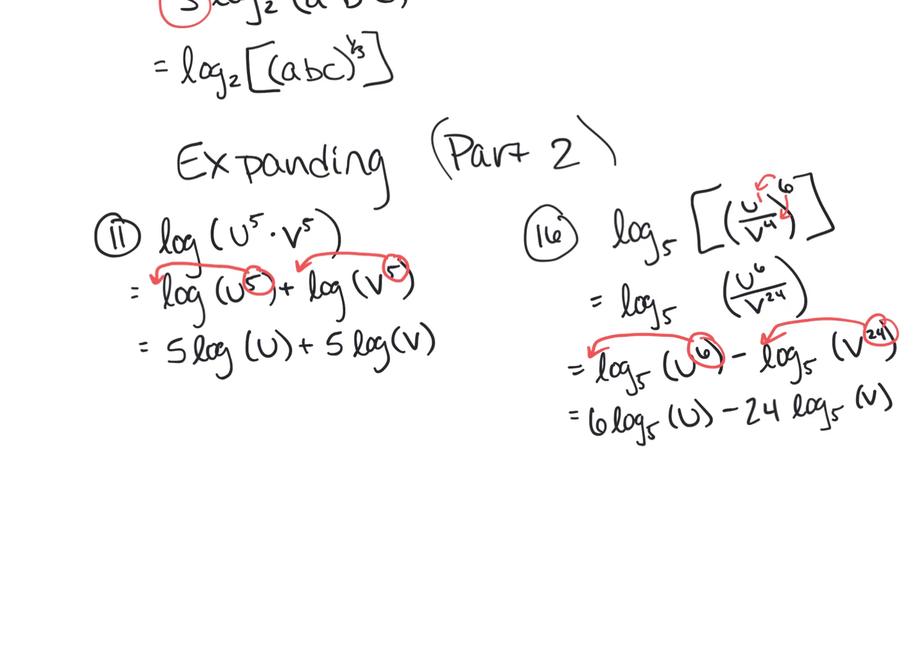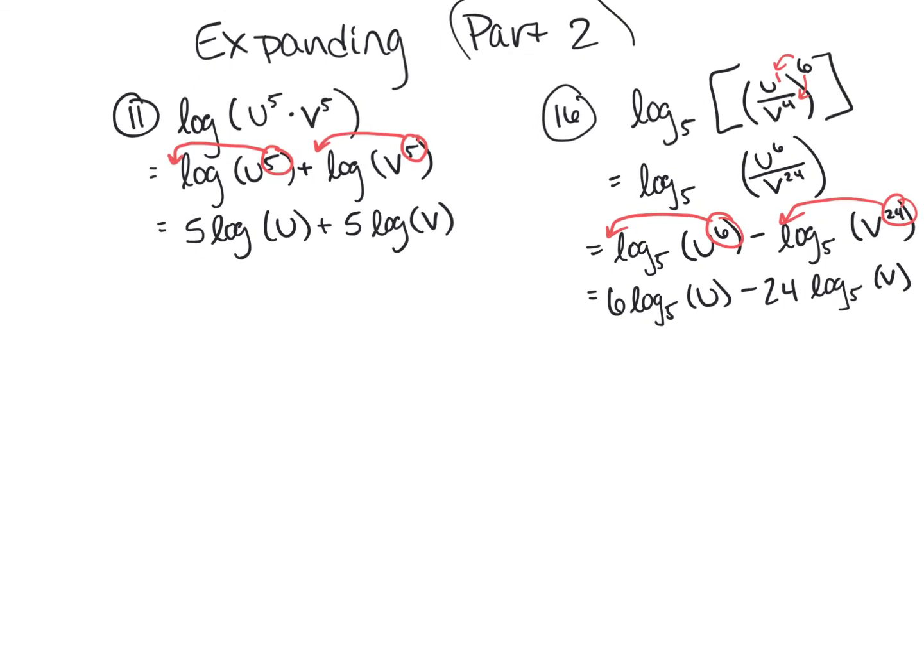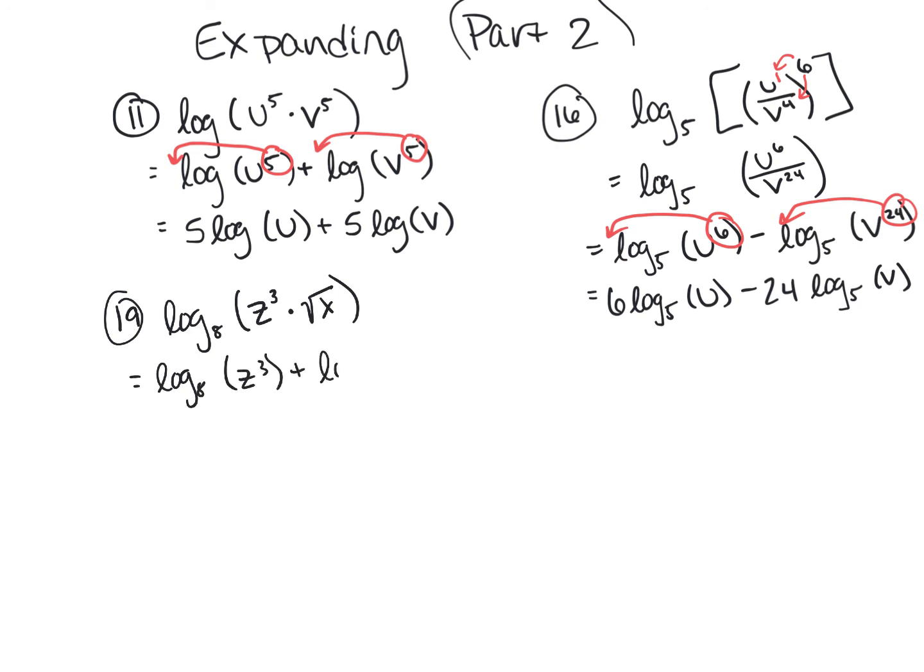Let's take a look at just one more problem. Problem number 19, which reads log base 8 of z cubed times the square root of x. So again, just like problem number 11, we have 2 variables or numbers being multiplied inside of a log, so I'm going to separate those each into their own log and add them. So log base 8 of z cubed plus log base 8 of the square root of x.